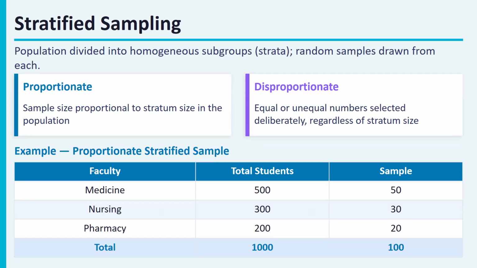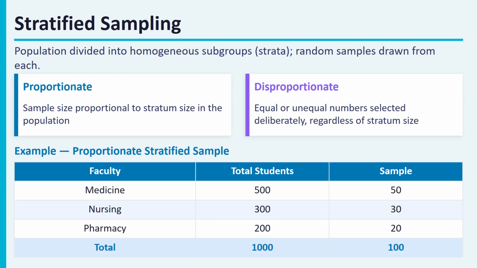It means if we talk about this, that we have more females in our population, and we take 60% females for this reason and 40% males, then this will be proportionate, that we have selected the sample size according to the stratum already present in the population.